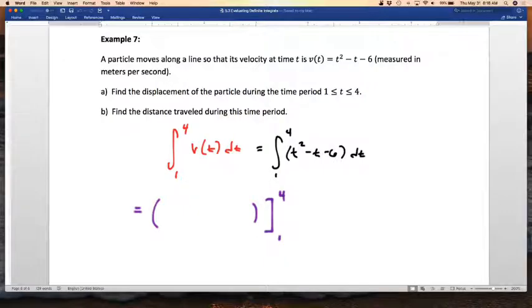Okay, so what do we have for the antiderivative? 1/3 t cubed minus 1/2 t squared minus 6t. Good. So now we've got to evaluate over the interval from 1 to 4. Very simple. We plug in 4.